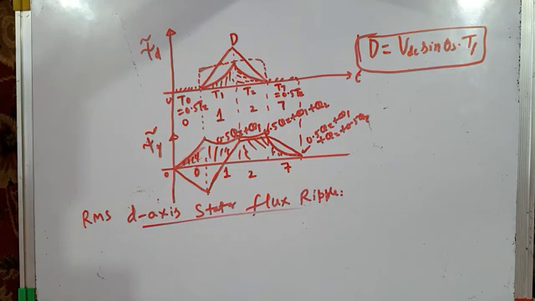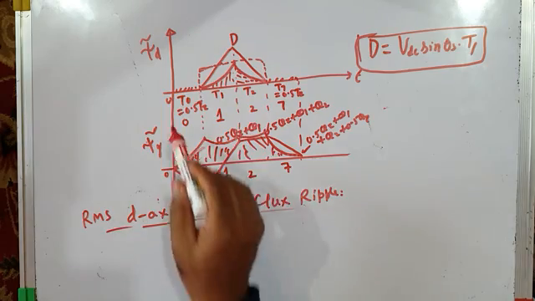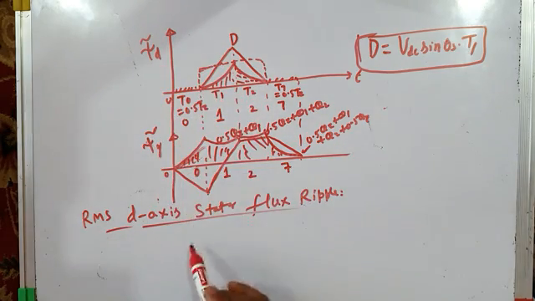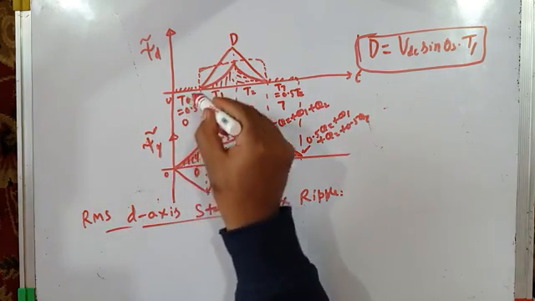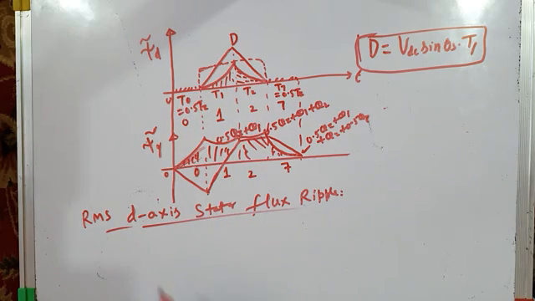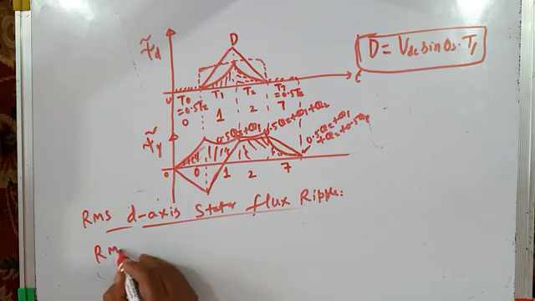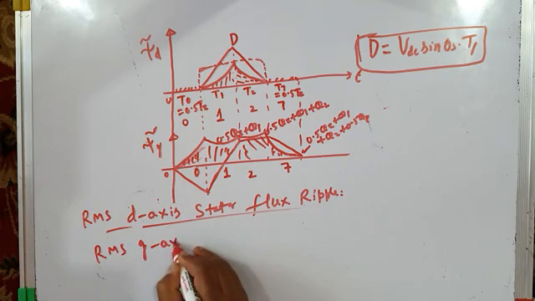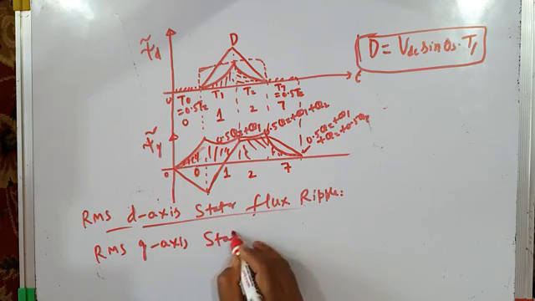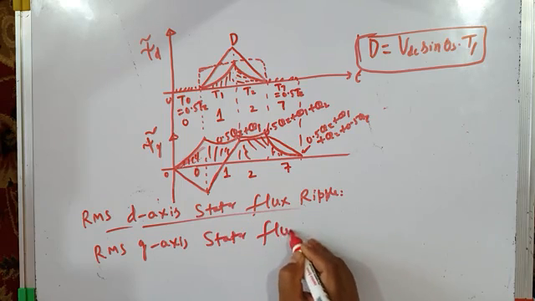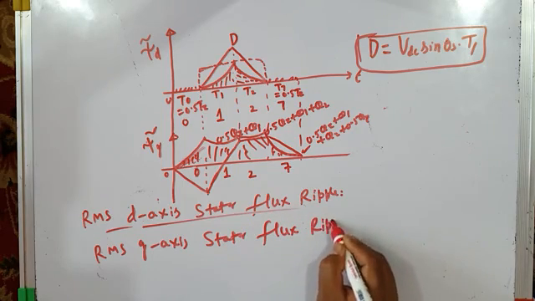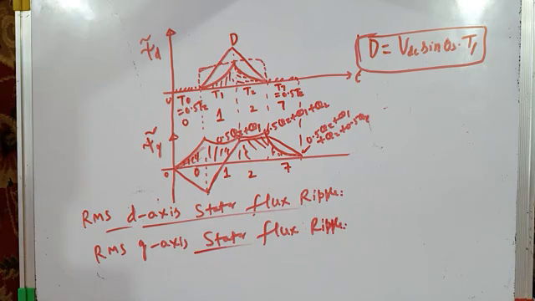Now I have a stator flux ripple. I have found its d-axis component and q-axis component. So how to find the RMS value of the d-axis stator flux ripple? This is my d-axis stator flux ripple. I have to find its RMS value. Similarly, I have to find the RMS value of the q-axis stator flux ripple.